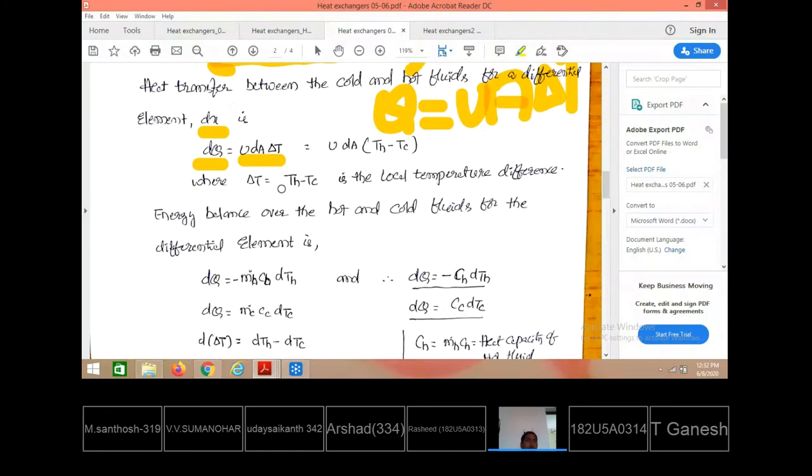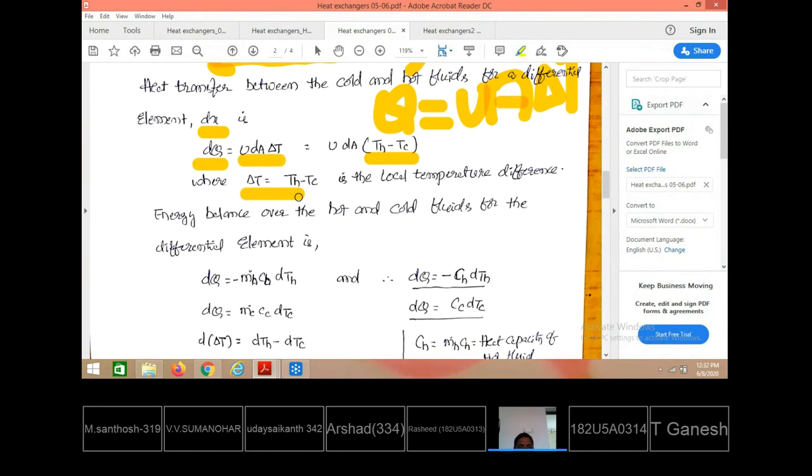In the small length, what is the smaller area considered for the heat exchanger? U into dA into delta T. What is the temperature difference between the hot and cold fluid in the thickness dx? That is the change of temperature from hot fluid to cold fluid, Th minus Tc. So in a small thickness, the small area is considered, U into dA, Th minus Tc. Delta T is the absolute temperature difference between hot fluid and cold fluid, Th minus Tc, within a small sectional thickness dx.